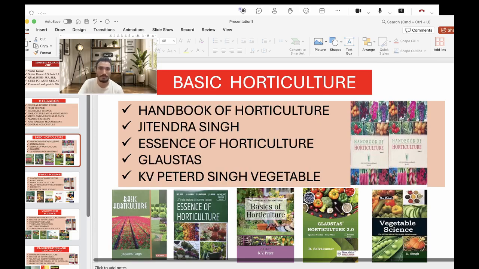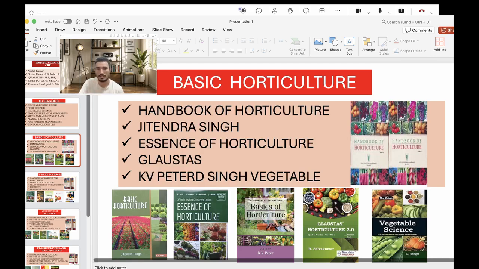The first one is Handbook of Horticulture. Handbook of Horticulture is the Bible of horticulture students, the Bible of knowledge. It comes in 2 volumes. The first volume is totally dedicated to the general horticulture portion, as well as the fruit and vegetable portion. Start with the general horticulture portion of Handbook of Horticulture, then come to Jitendra Singh, Basic Horticulture by Jitendra Singh. This is one of the finest and most beautiful books written in the horticulture sector.